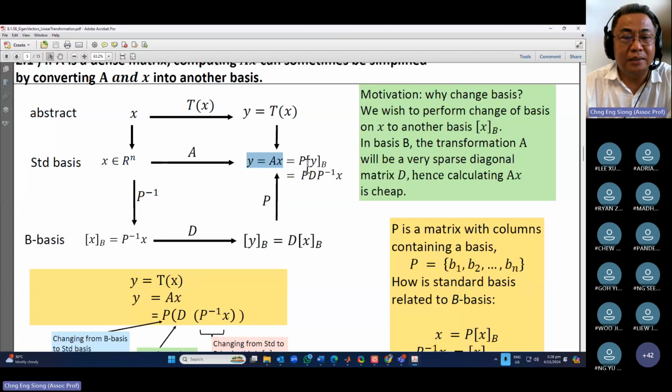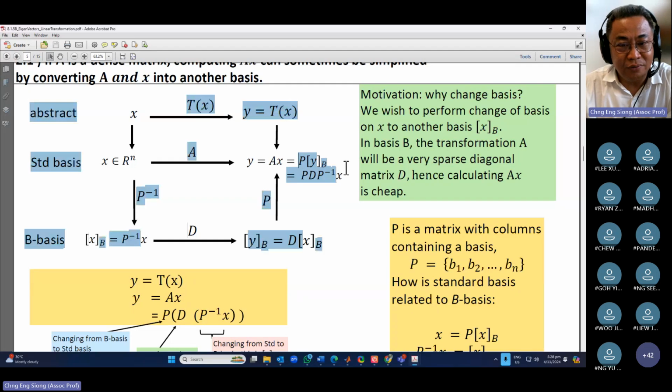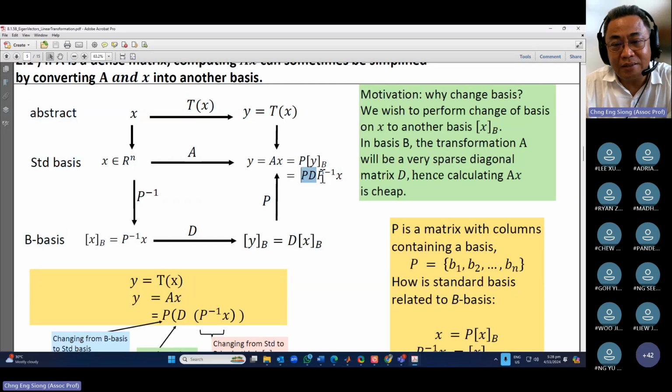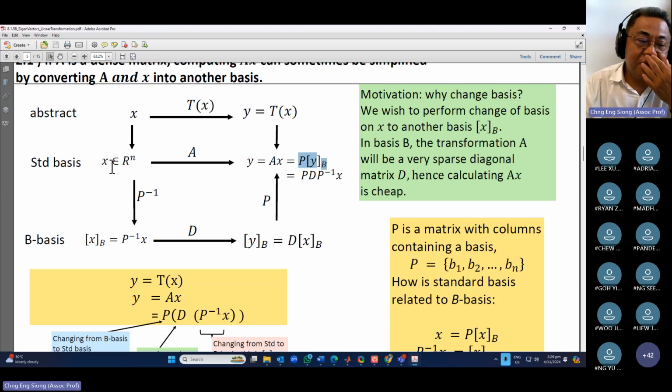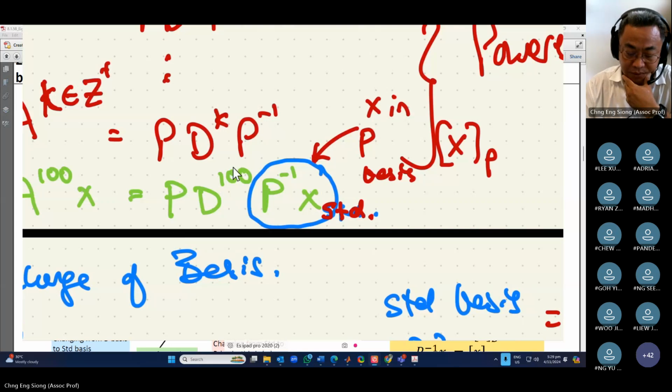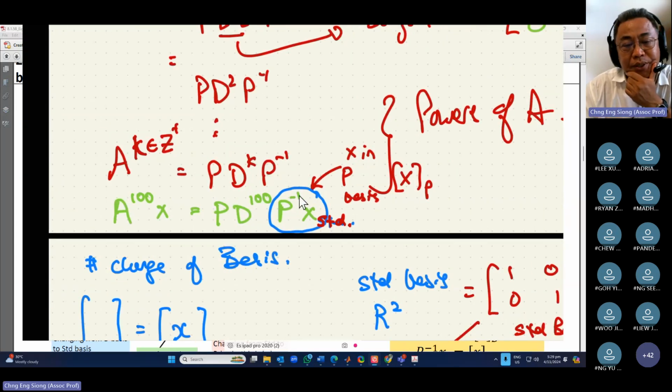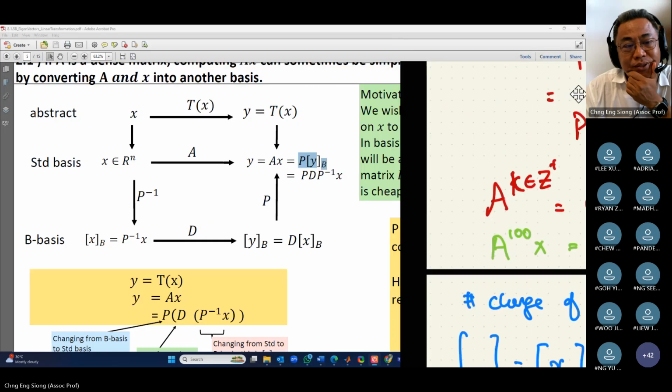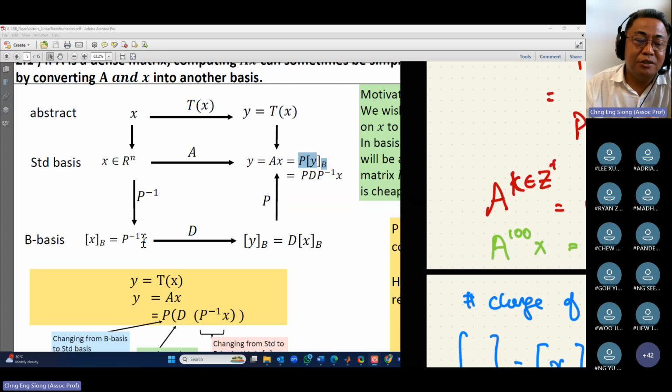So this is easy to understand. This is PDP inverse X, still okay. We realize that A can be changed into PDP inverse. No problem. This is non-trivial to understand. Okay, let's try. But we also found out that our equation right here, A X basically is B inverse times X standard. B inverse operating on X. And we also realize that this B inverse X is nothing but X in the B basis.